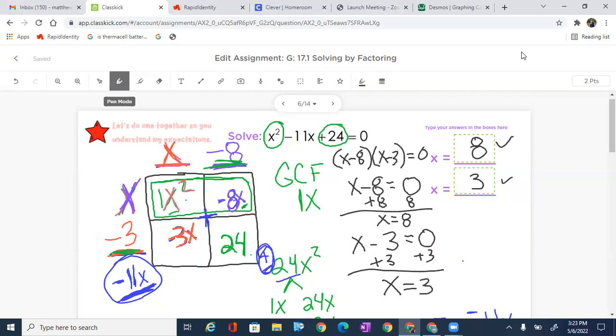So we solved this quadratic by factoring using the area model and then bringing it over and breaking it into its pieces, setting them equal to 0 and solving. All right, I hope that helps you out with solving some quadratics using factoring.